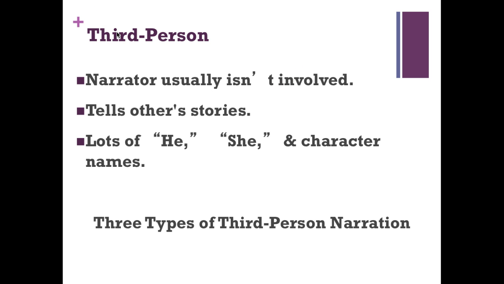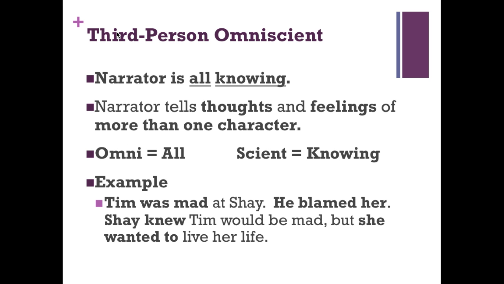And there's actually three types of this third person narration. The first one is omniscient, and that's where the narrator is all knowing. It's usually called the God perspective. They can see and hear what everybody in your story is hearing, thinking, saying, doing, all those kinds of things. So omni means all, scient means knowing, so all knowing.